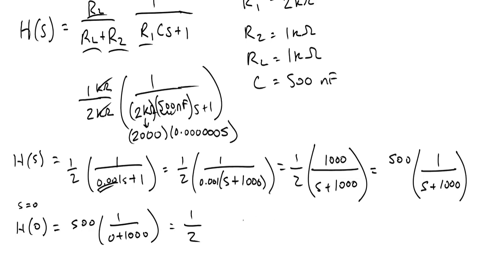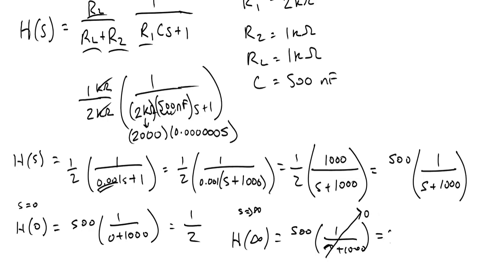And then for s approaching infinity, we have H of infinity equal to 500 times 1 over infinity plus 1,000. And we know when we have infinity in the denominator, that means something really huge on the bottom, so this fraction becomes very, very small, so small that we can just call that 0. So this is going to be 0 as s approaches infinity.